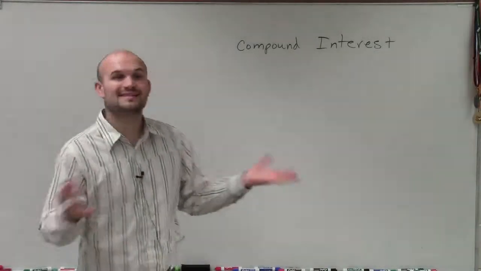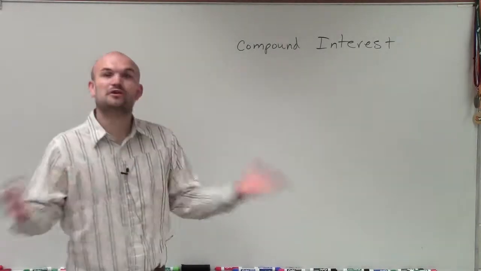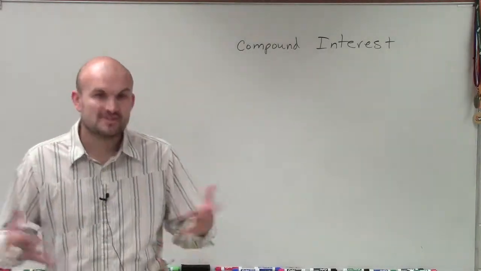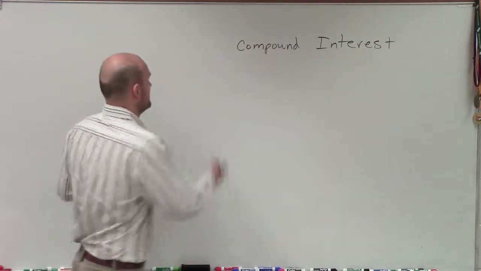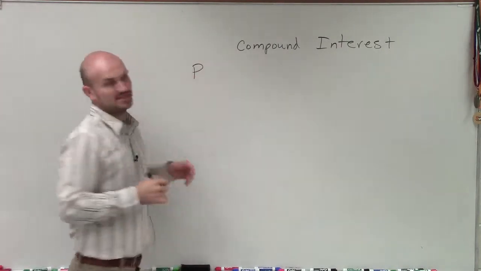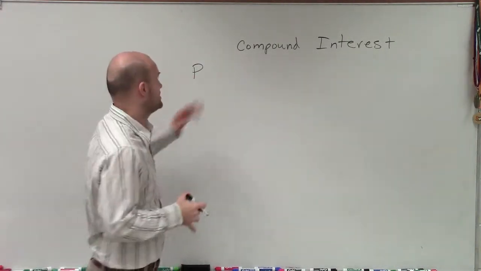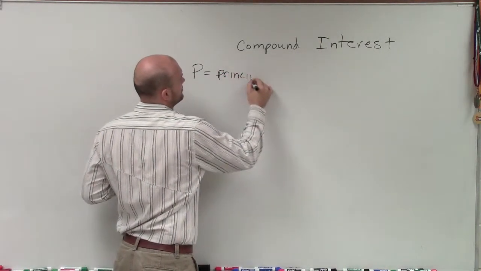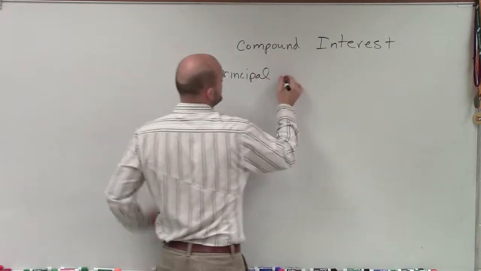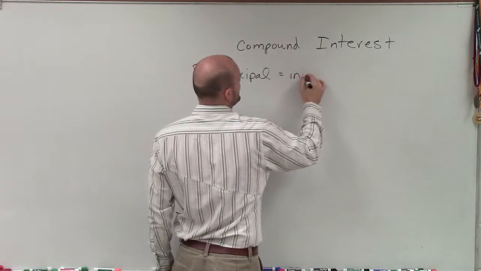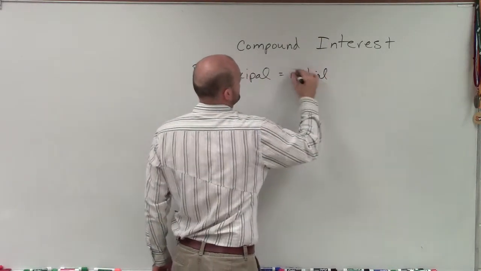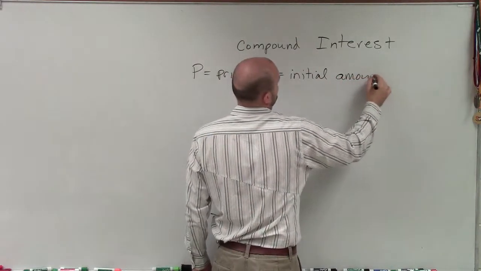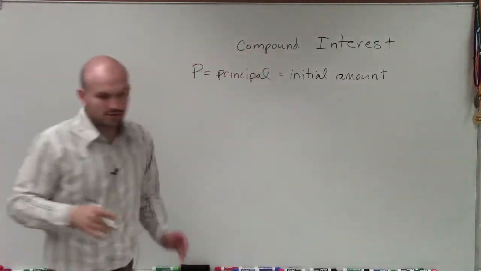Welcome. So what I'd like to do today is talk to you a little bit about compound interest. And when talking about compound interest, what we're looking at is, one, you're going to make an initial deposit, which we call our principal. So in this formula, we're going to have P, which represents the principal. And that's going to be the same thing as your initial amount. All right?